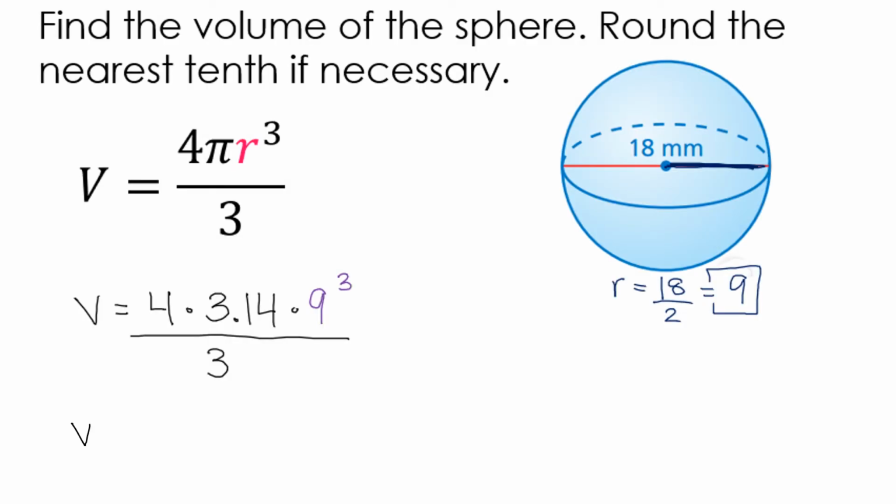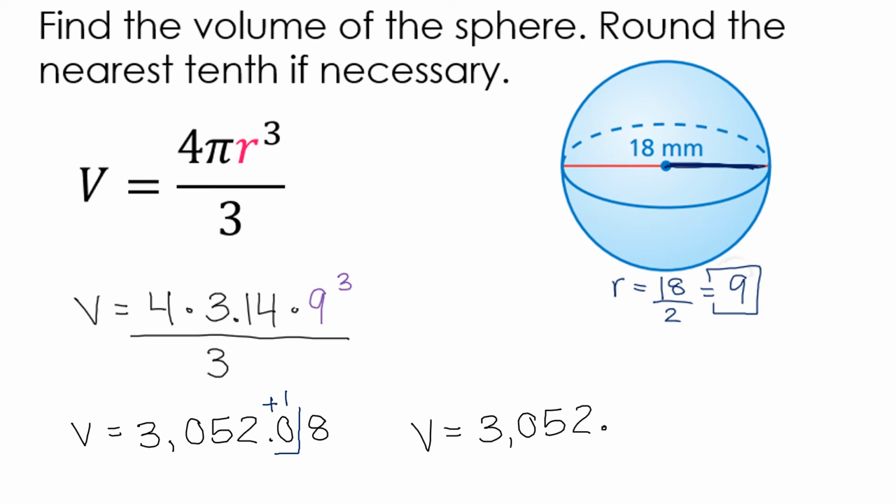Our answer is 3,052.08. When we round this to the nearest tenths place, when we look next door, that 8 is 5 or more. So we're going to add 1 to that 0. So our final answer is 3,052.1 millimeters cubed.